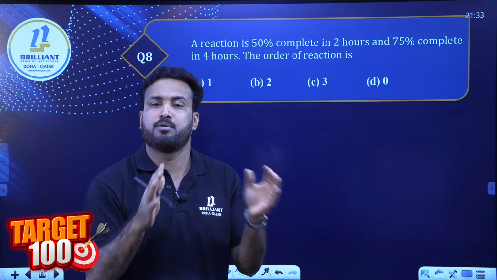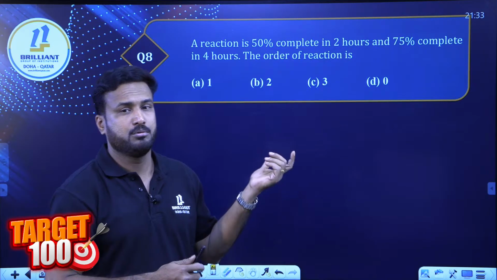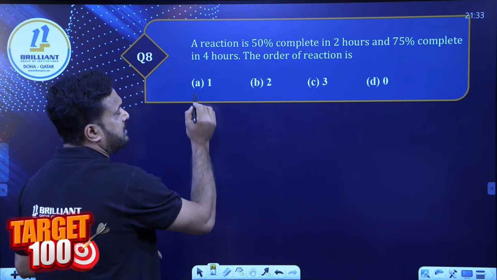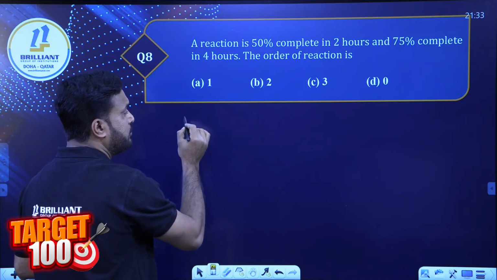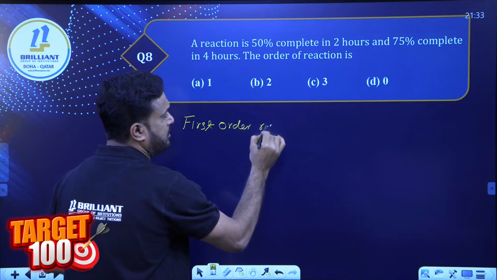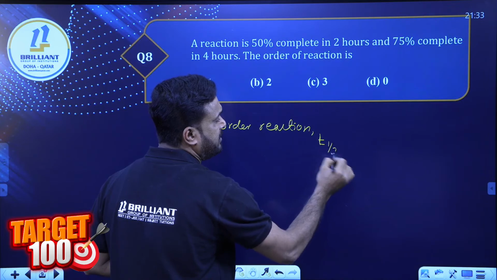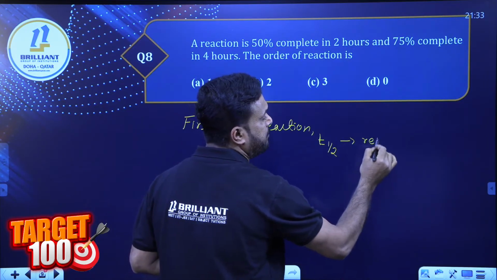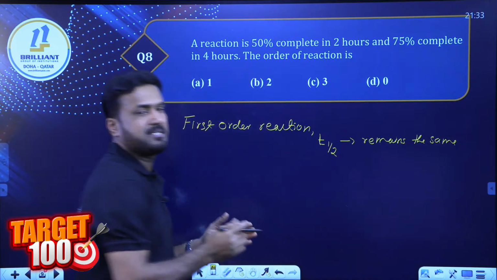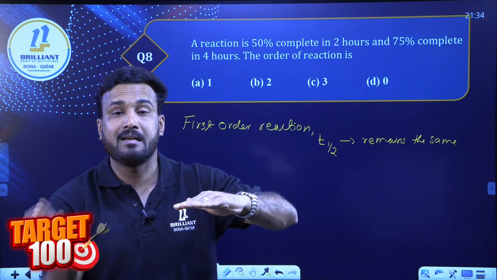Here also no need to go for any equation. I'll give an easy idea, an easy trick, on how to find the order for this one. It's quite easy because you know that for every first order reaction, t half remains the same. Remains the same in the sense that for every 50% completion it will be the same. Unlike zero order.